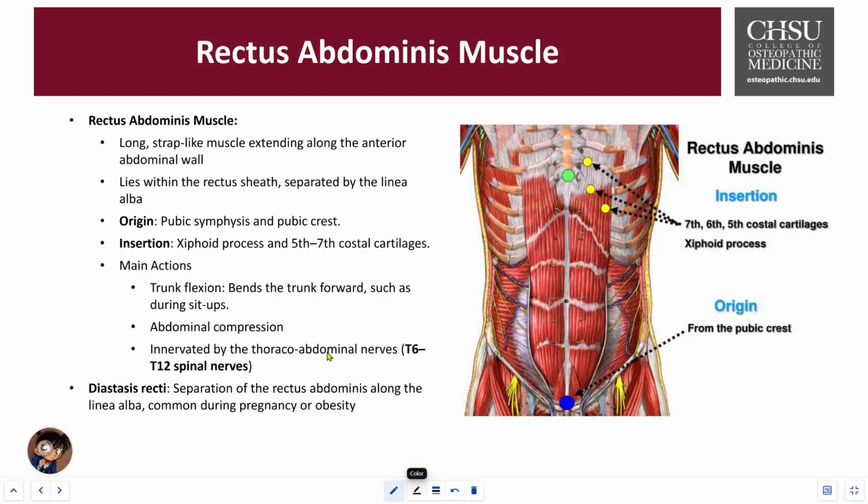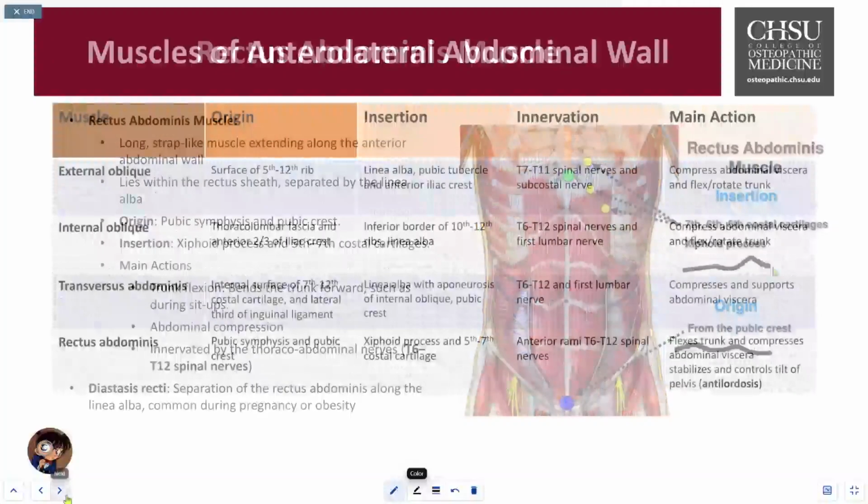The main action here is that it helps with trunk flexion, bends the trunk forward, such as during a sit-up or crunches, as well as abdominal compression, and it's innervated by the thoracic abdominal nerves, T6 to T12 spinal nerves. And then the clinical application that we talked about is the diastasis recti. Over here is a visual showing you the origin and then the insertion.